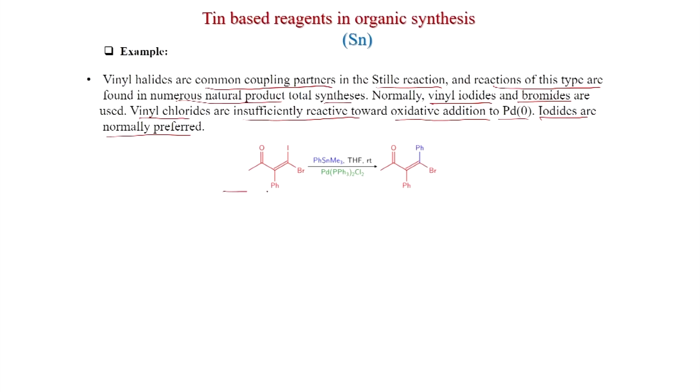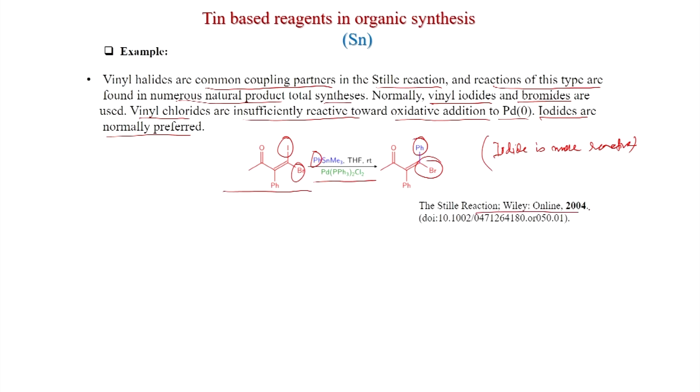Like here, if you see this enone with iodide and bromide, and with this tin reagent and palladium PPh3 whole to Cl2, the Stille reaction happens only at the iodide, because here iodide is more reactive. So, this is important, and this C-Br bond is untouched. So, Stille coupling happens, and these phenyls migrated to here.